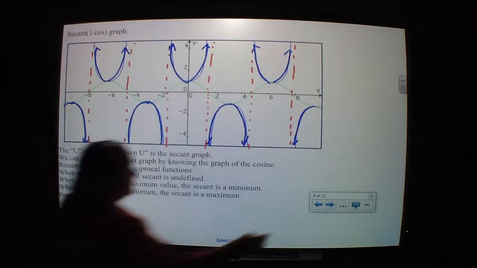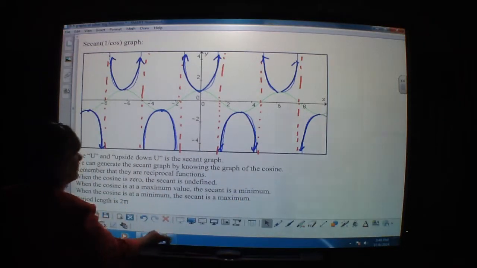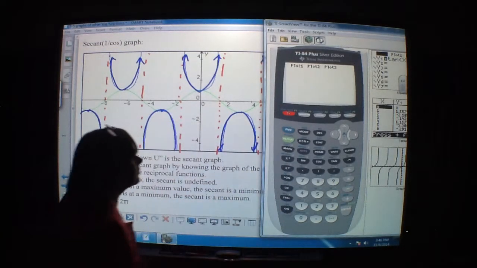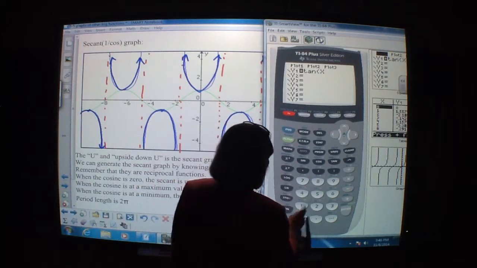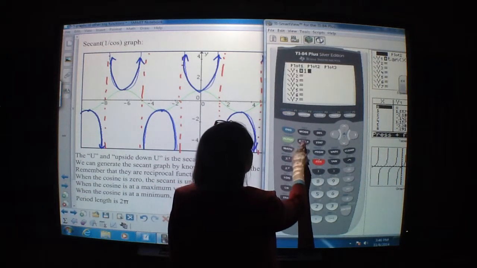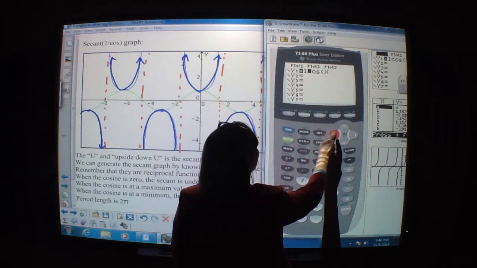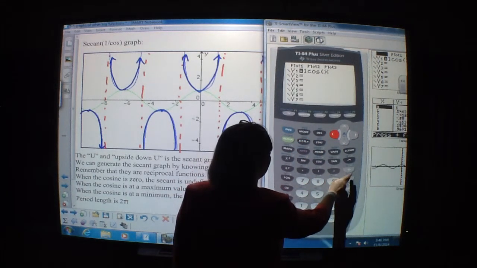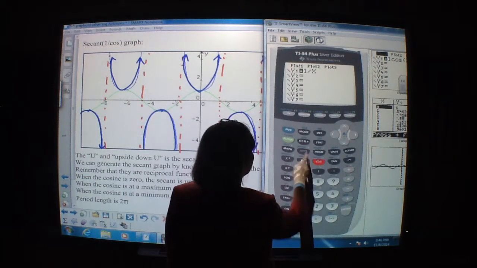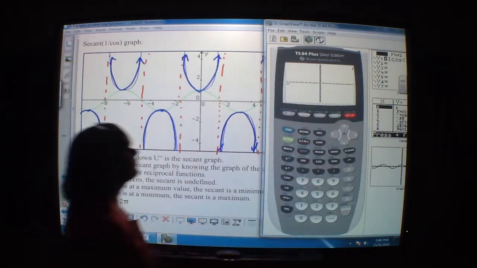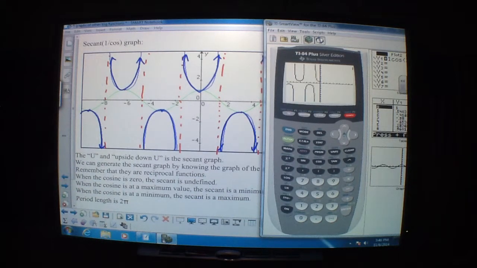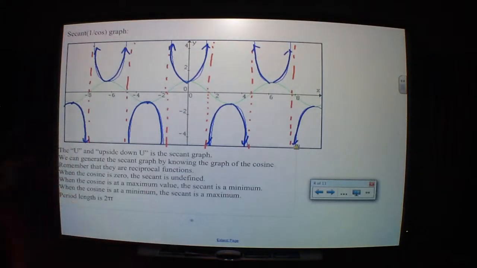Okay? And I can, if you want, use a calculator. y is equal to 1 divided by the cosine of x. Whoops, didn't get my divided by. 1 divided by cosine of x. And there's my secant. Okay? So the easiest way to do that, graph your cosine graph first, and then graph what the secant looks like. Remember the reciprocal function.